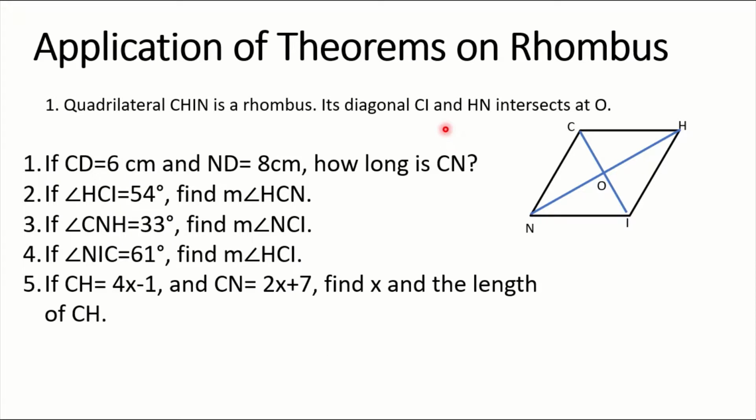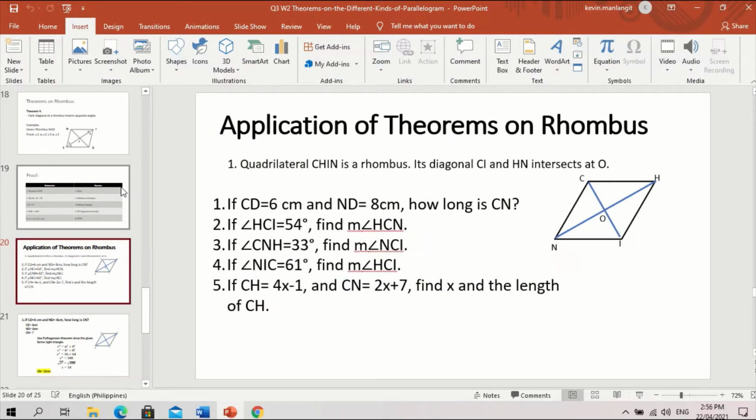So, let's apply the theorems on rhombus. So, quadrilateral CHIN is a rhombus. Its diagonals CI and HN intersect at D. D po yan. Kasi yung mga given natin dito ay D. Dapat dito, so, change natin. Ayan. Palitan natin siya ng D.